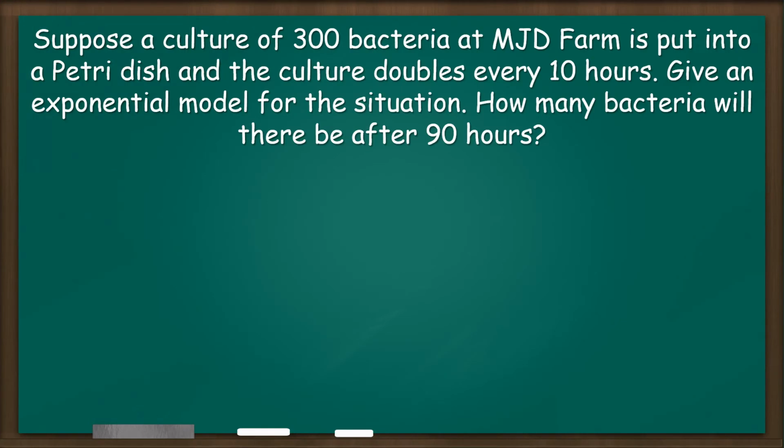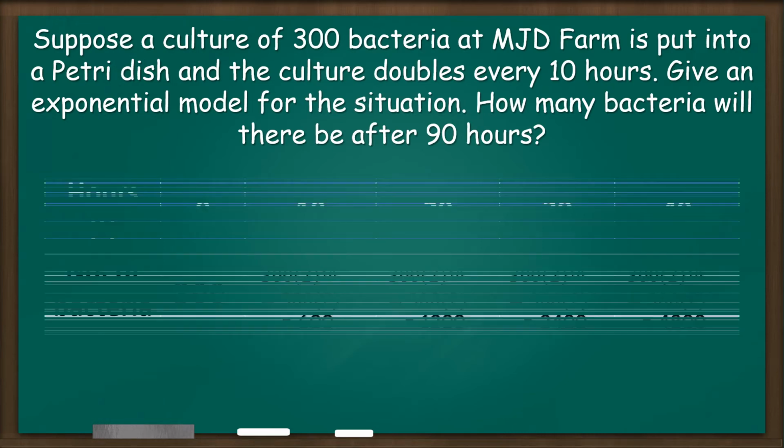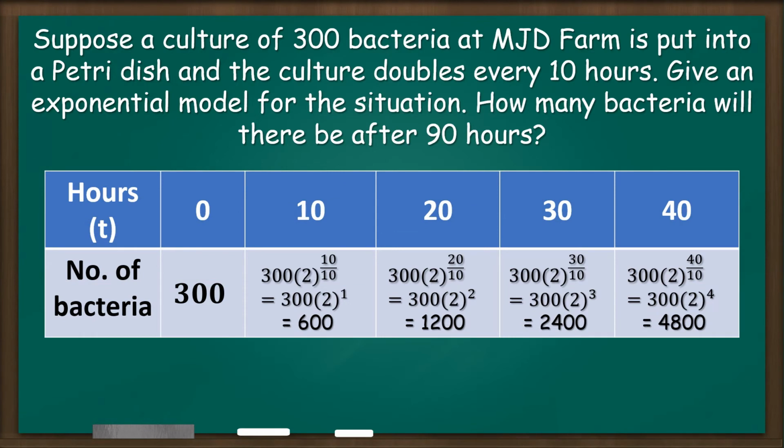Example, suppose a culture of 300 bacteria at MJD Farm is put into a Petri dish and the culture doubles every 10 hours. Give an exponential model for the situation. How many bacteria will there be after 90 hours? At 0 hours, we have the number of bacteria, that is 300. At 10 hours, we have a computation, that is 300 multiplied to 2 raised to 10 all over 10. Simplifying our exponent, we will have 300 multiplied to 2 raised to 1. Simplifying our term, we have the answer, that is 600. We have number of bacteria of 600.